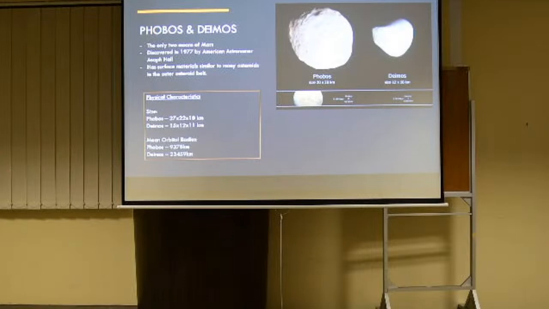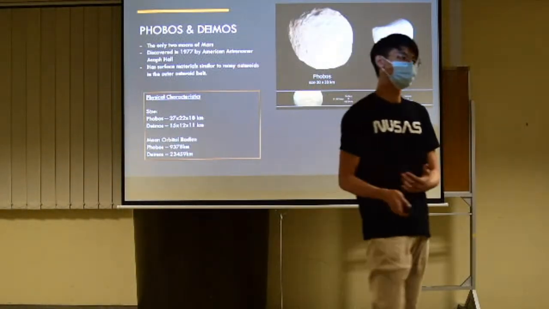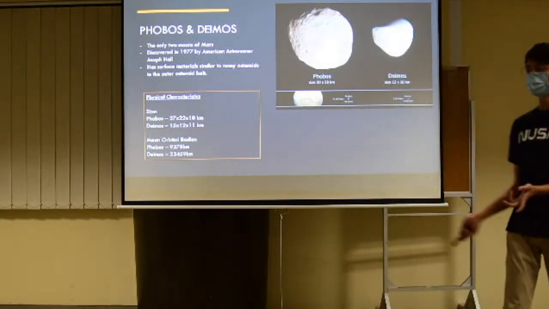So enough about our moon. Let's talk about other moons. Phobos and Deimos are the only two natural satellites orbiting Mars. They were found in 1977 by Asaph Hall, and actually, the surface material of Phobos and Deimos shares similarities to asteroids from the asteroid belt.